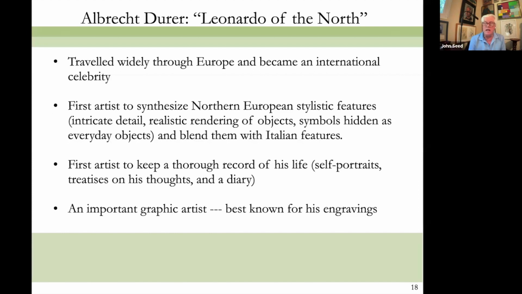A little more history and context. Albrecht Dürer, whom many call the Leonardo of Germany, Germany's greatest early Renaissance artist, traveled widely in Europe and was really one of the first artists to gain an international reputation, probably because of his printmaking and because of his travels. He was a synthesizer who began to put together the style of Northern European art, which included, as you know, intricate detail and realistic objects, with Italian stylistic features.